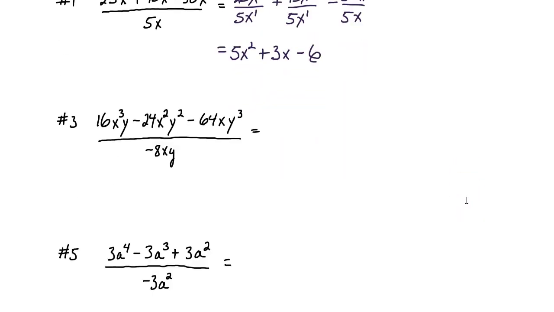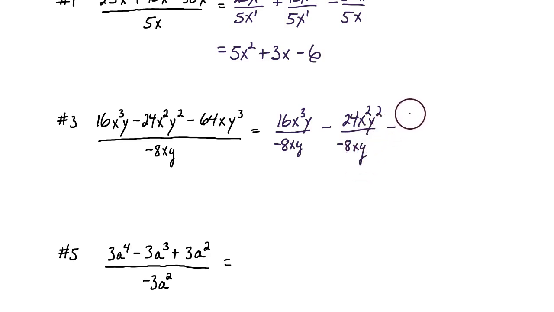Number 3, let's use the same technique because we're dividing by a monomial. So take the first term of the numerator and divide it by the negative 8xy. Take the next term of the numerator and divide it by the negative 8xy. Take the next term of the numerator and divide it by the negative 8xy.